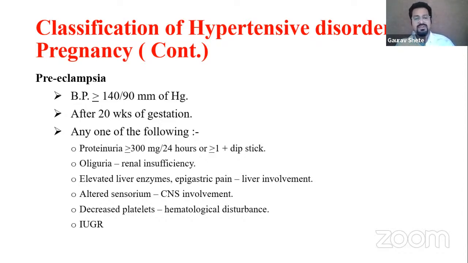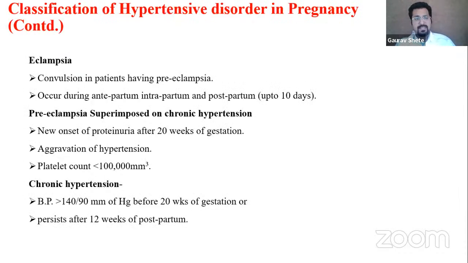So proteinuria more than 300 mg or 0.3 gram per 24 hours, or dipstick 1+. Oliguria, elevated liver enzymes, epigastric pain. The epigastric pain is due to stretching of the liver capsule. Then there is altered sensorium, there is decreased platelets, and there is IUGR. Then comes eclampsia. Eclampsia is convulsion in a patient with preeclampsia, occurs antepartum and also may occur up to 2 weeks postpartum if the BP is not well controlled.